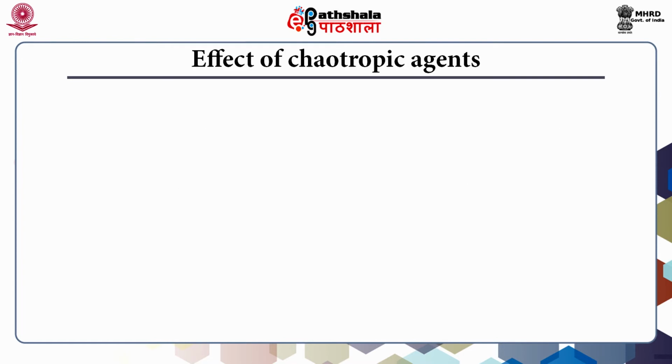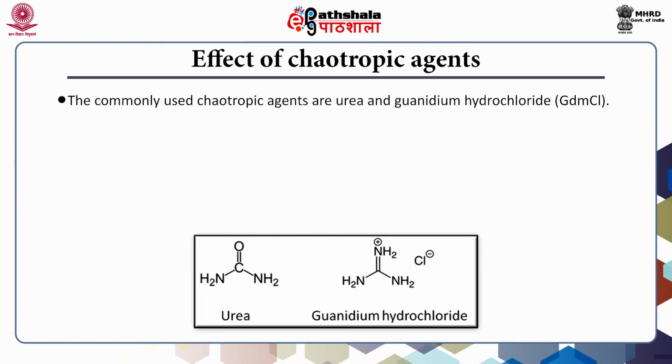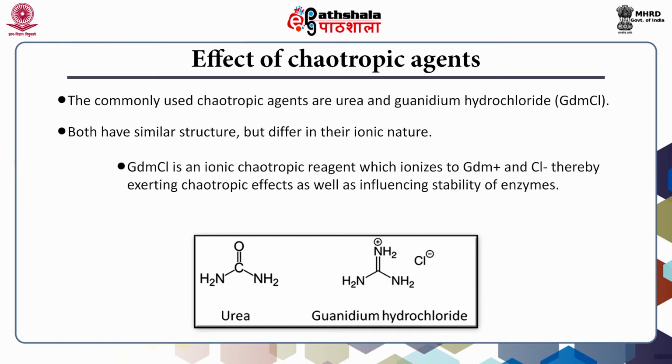Effect of chaotropic agents. The commonly used chaotropic agents are urea and guanidinium hydrochloride, also abbreviated as GdmCl. Both have similar structure but differ in their ionic nature. Guanidinium hydrochloride is an ionic chaotropic agent which ionizes into Gdm plus and chloride ions, thereby exerting chaotropic effects as well as influencing the stability of enzymes. Urea, on the other hand, is non-ionic and exerts only chaotropic effects.